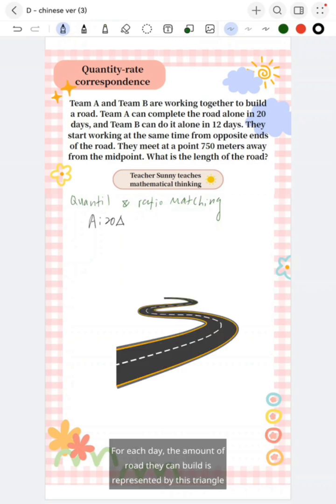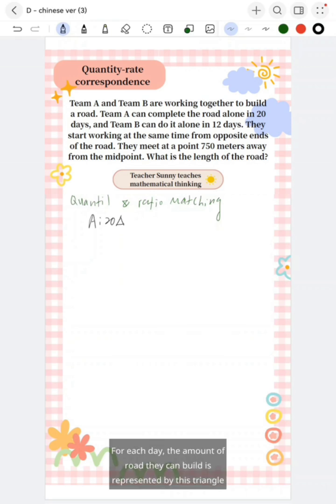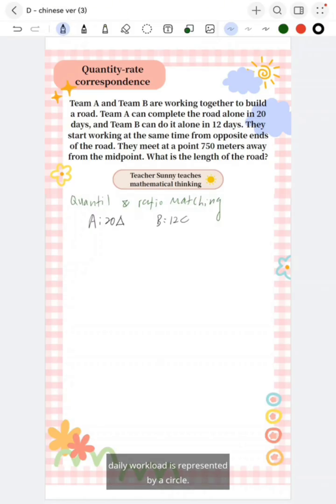For each day, the amount of road they can build is represented by this triangle symbol. Similarly, for Team B, if they work alone, it would take them 12 days, and their daily workload is represented by a circle. That is how much road can be built each day. From this, we can clearly see that Team B needs 12 days to complete a road. If Team A works alone, it would take them 20 days to finish the same road.